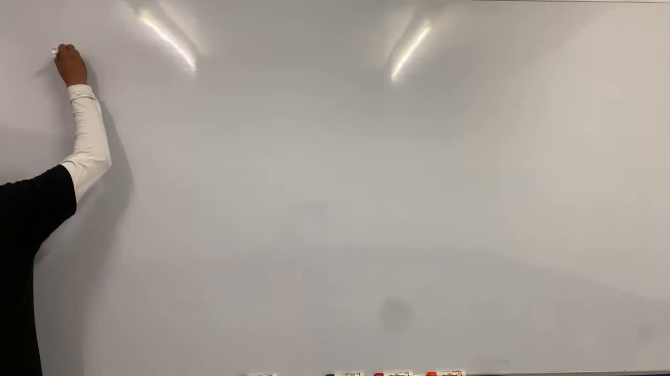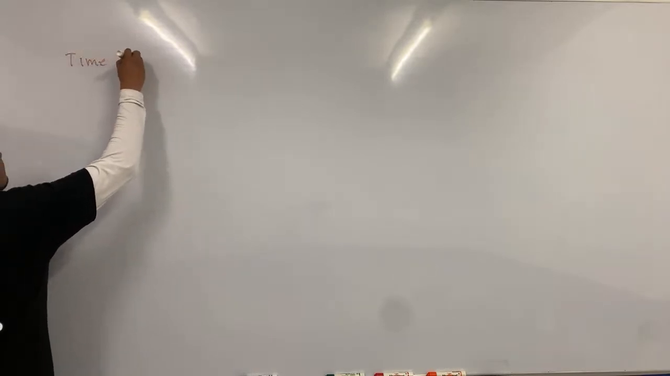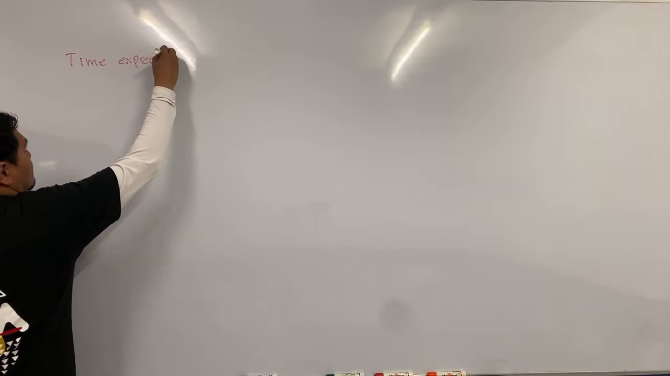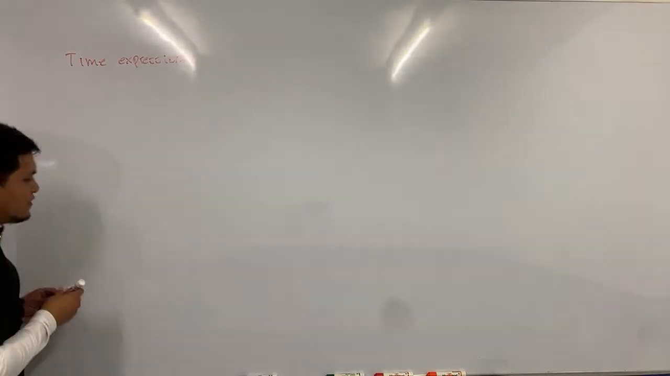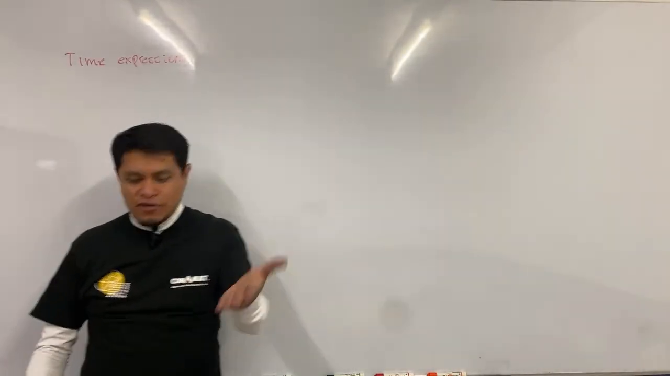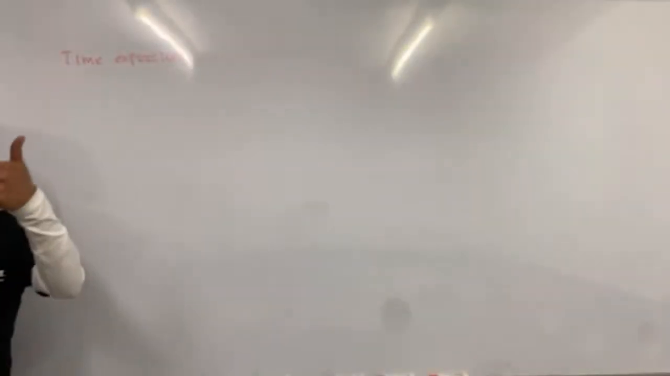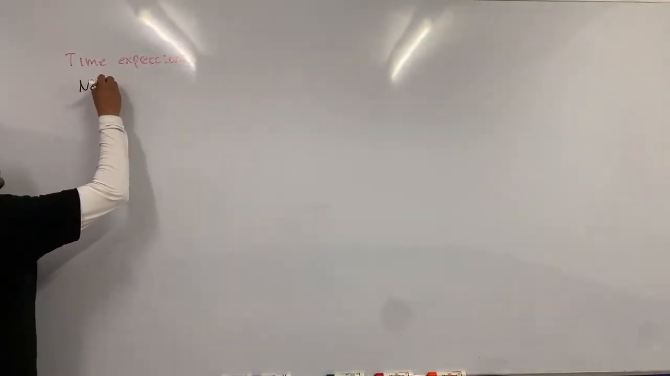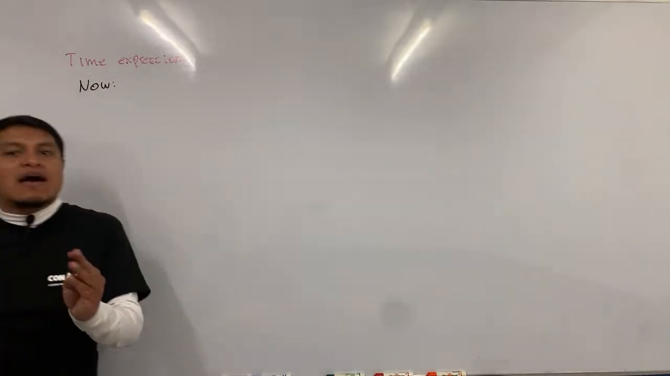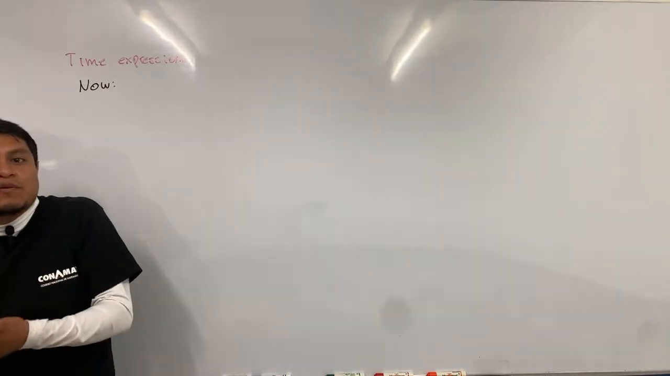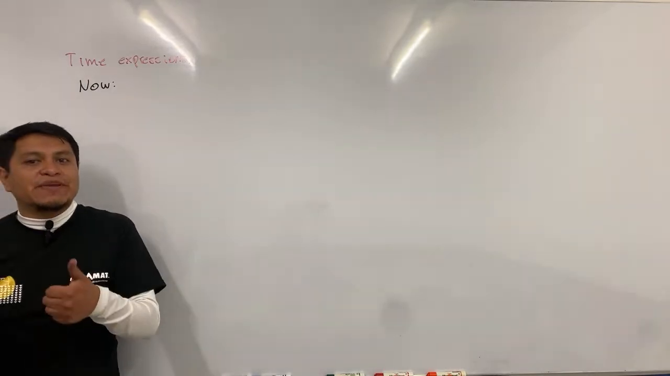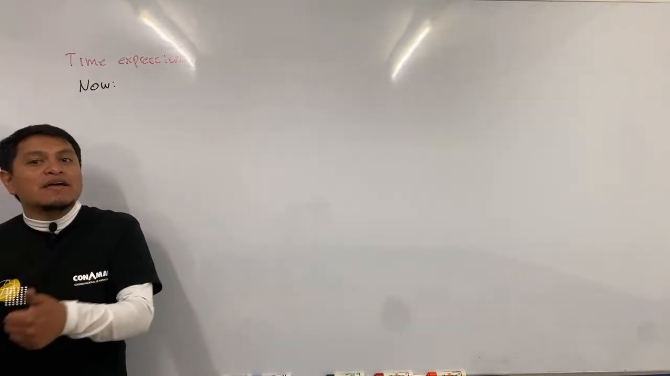Repeat time expressions. Time expressions with present continuous. For example, I'm going to give you a list with time expressions. The first one is now. For example, I'm texting my mom now. Repeat: I'm texting my mom now.